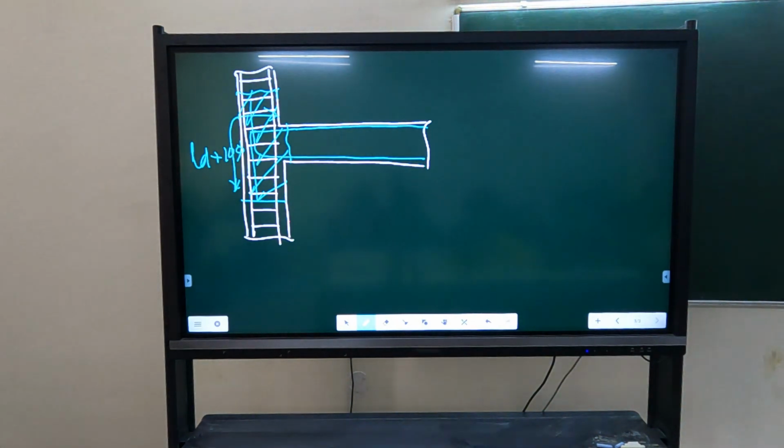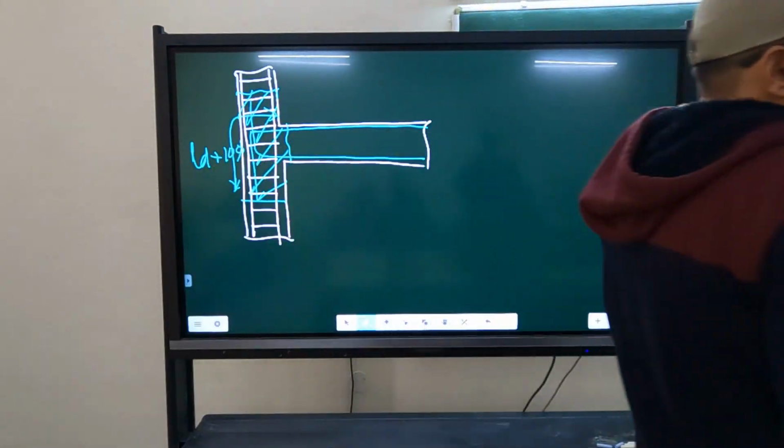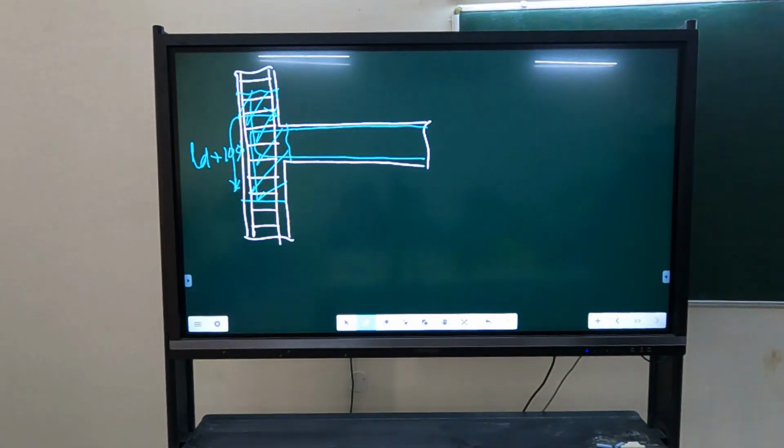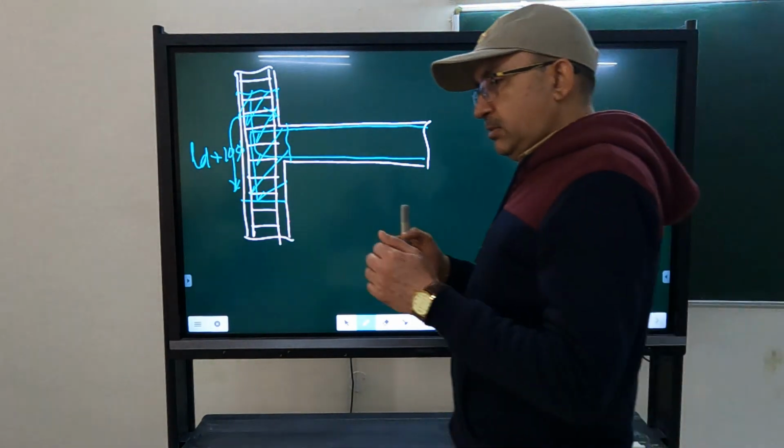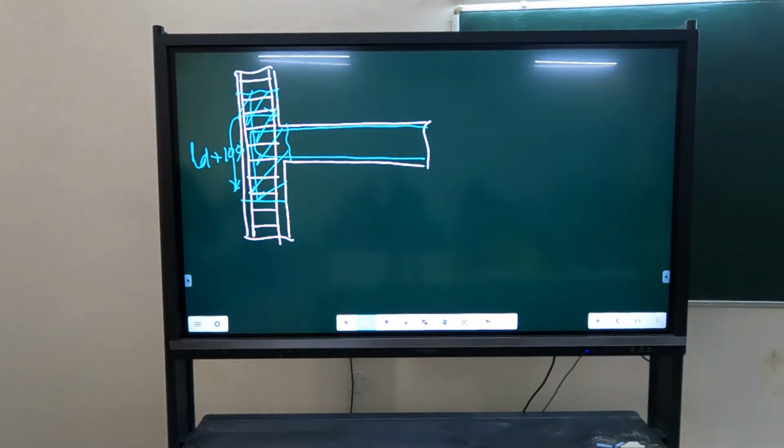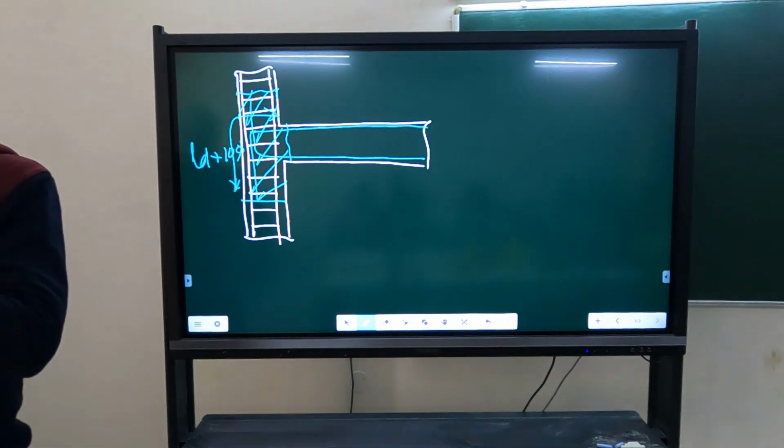So what should be done there? When you are casting the next portion, what we call a lift, one lift and the next lift, its bond with the original concrete is very important. Now when we have an interface between old and new concrete, what are the forces being transferred here? One is friction, one is compression, another is tension, and bending and shear. Concrete we do not expect to take tension. Concrete we expect to take compression and shear.